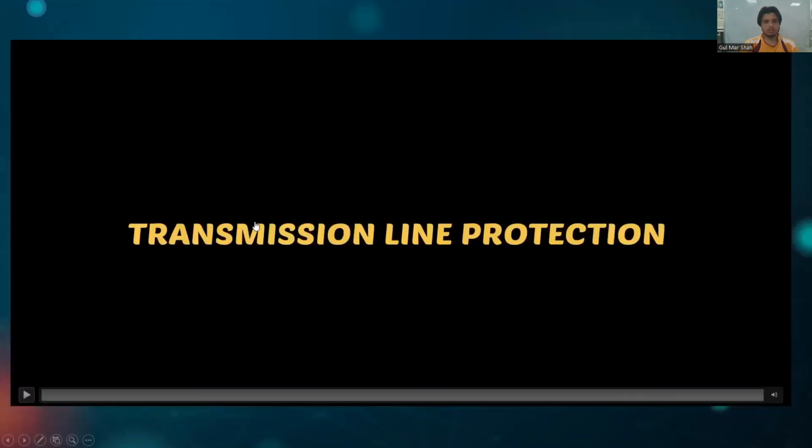This is the differential protection where we have tested the transmission line protection, which we have designed in the lab, and we have seen its results were quite impressive. Have a look at this video.